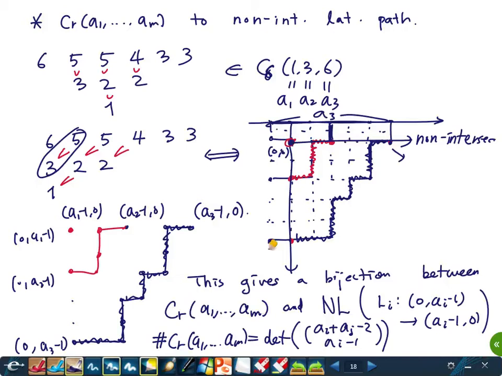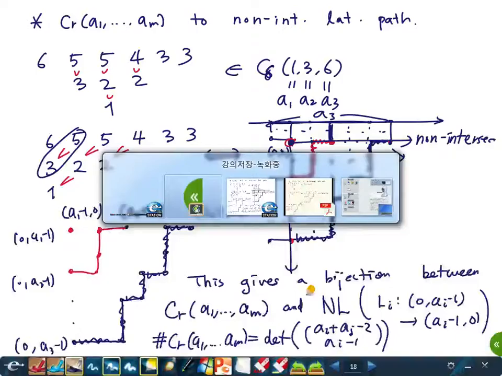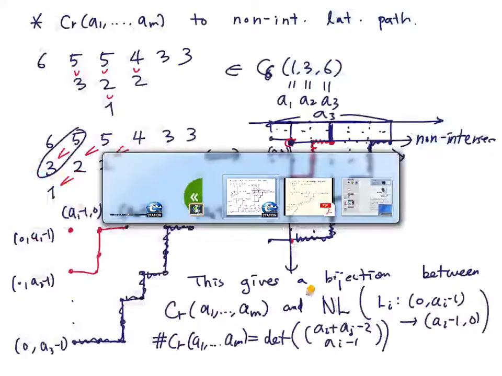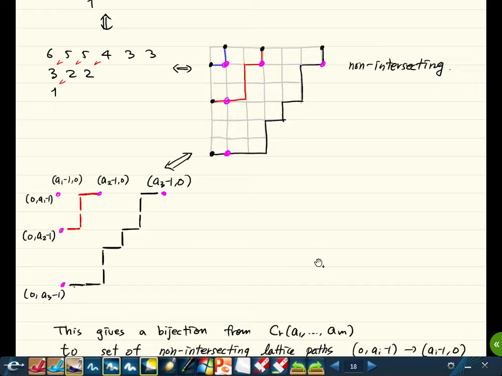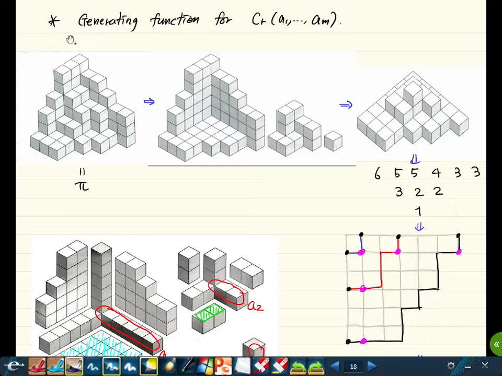So our goal now is to consider q to the power of the size of the cyclically symmetric plane partition. We want to count the number of boxes, not just count all such objects. So, the generating function for this. We have a cyclically symmetric plane partition like this. We change this to this shell and then this, and then we obtain this strict shifted plane partition with the condition, and we change this into this lattice path.